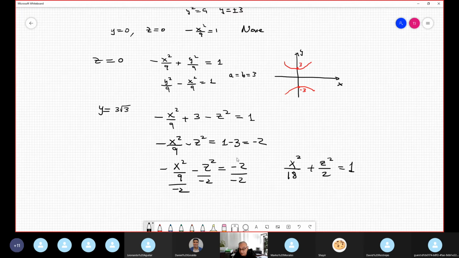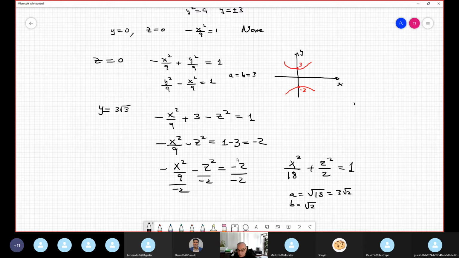So this is obviously an ellipse. A, which is the major axis, is 18, no? It's square root 18, and square root 18 is 9 times 2, so 3 radical 2, I suppose. And B is radical 2. It's a weird number, but it's okay.